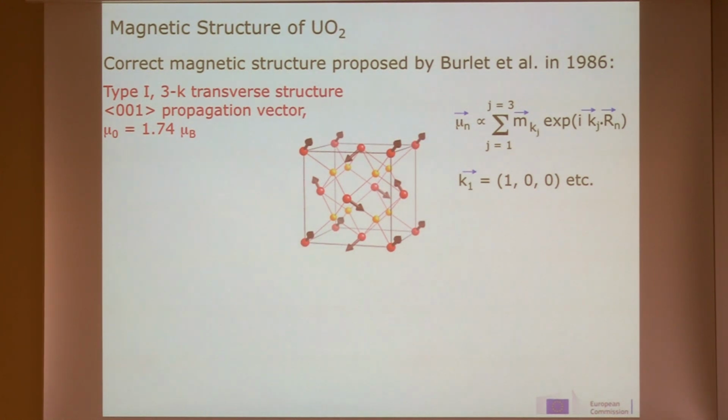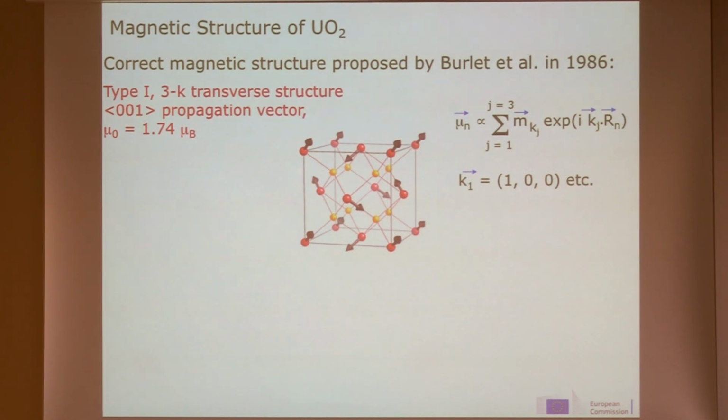The structure is a type I triple-k transverse magnetic structure with a propagation vector 001. The magnitude of the ordered moment is 1.74 Bohr magneton, which is another fact that is difficult to explain. But anyway, what does a triple-k structure mean? It means that on a given site, one of the four sites of the simple cubic cell with the four atoms in the basis that describes the ordered state, the magnetic moment can be represented as the sum of three Fourier components.